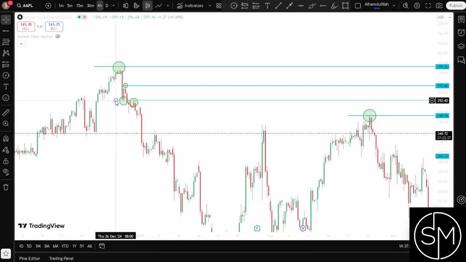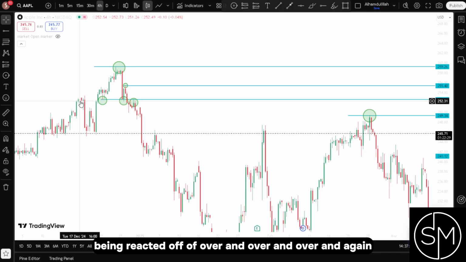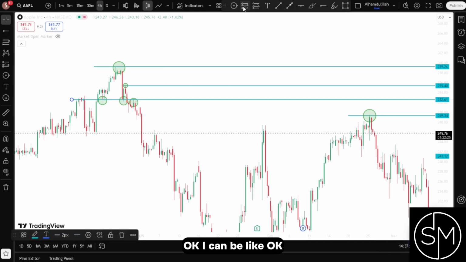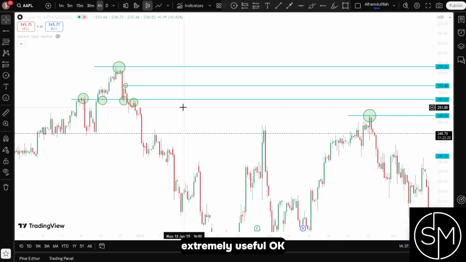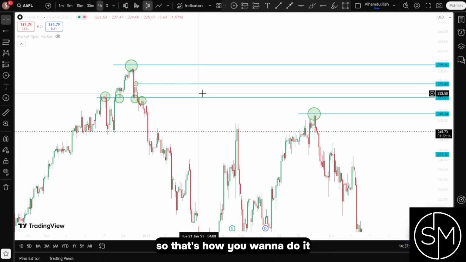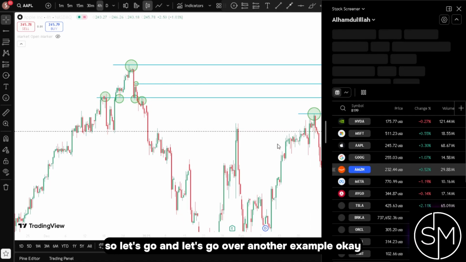So when I see strong levels being reacted off of over and over again, I can be like, okay, this whole area is going to be extremely useful. And that's how I set the take profits. So that's how you want to do it. So let's go over another example.